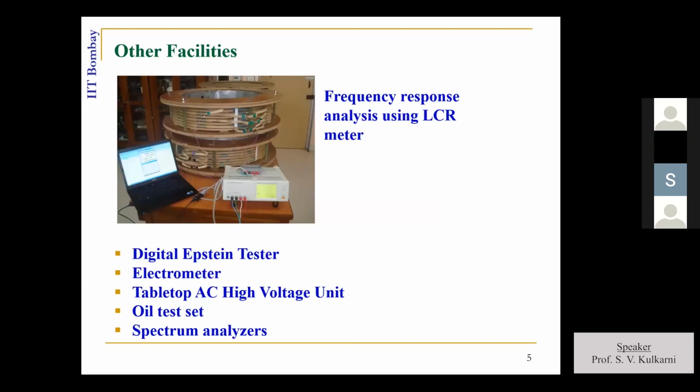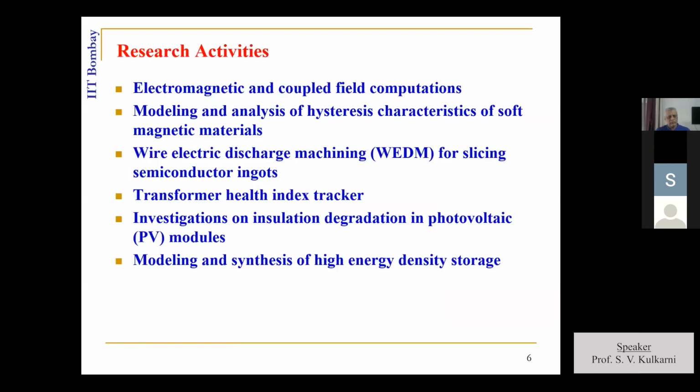Other facilities we have are an Epstein tester for magnetic circuit characterization, an electrometer for measuring very low currents up to picoamperes in insulation, a tabletop high voltage unit, spectrum analyzers, and some other measurement setups. My research areas are electromagnetic and coupled field computations, modeling and analysis of hysteresis characteristics of soft magnetic materials, wire electric discharge machining for slicing semiconductor ingots, transformer health index tracker, investigations on insulation degradation in photovoltaic modules, and modeling and synthesis of high energy storage devices.